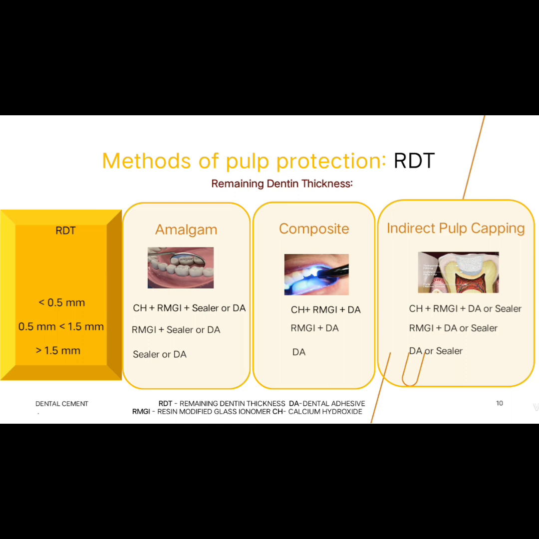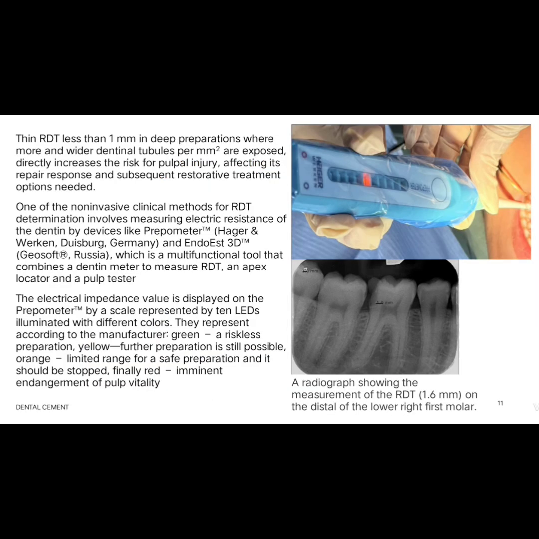If it is greater than 1.5 to 2 mm, then in amalgam restoration, just a sealer or dental adhesive will do. In composite, dental adhesive is enough. And in case of indirect pulp capping, dental adhesive or a sealer is enough. So according to the amount of dentine present, you need to give the base layer in order to protect the pulp. Now, as we have discussed earlier, if the RDT is very less, that is less than 0.5 mm, then there is a risk of pulpal injury causing irreversible pulpal damage.